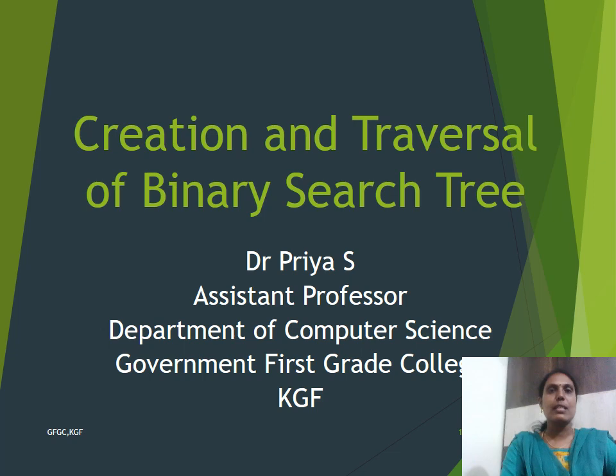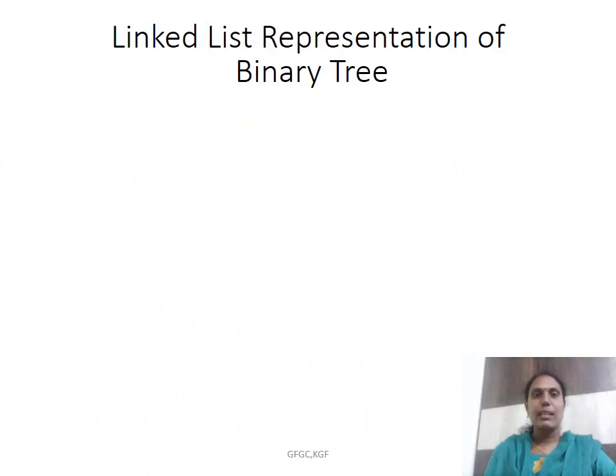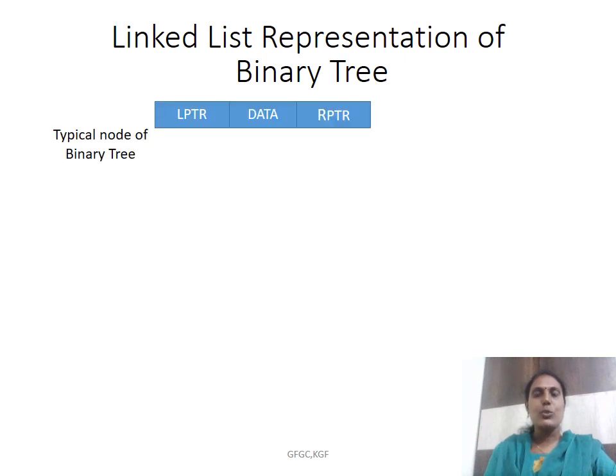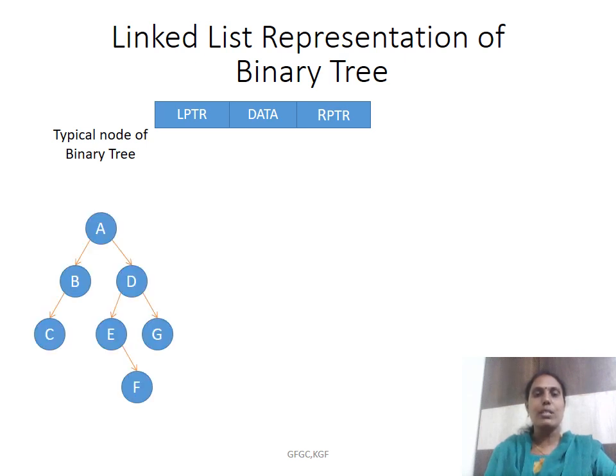Let us discuss the linked list representation of a binary tree. It is represented using a doubly linked list, which consists of 3 parts: the left child address, the actual data, and the third field, which consists of the right child address. Let us take a binary tree and see how it is represented using a doubly linked list.